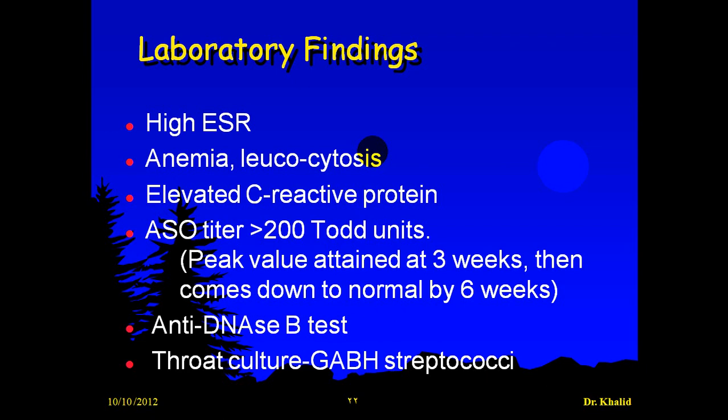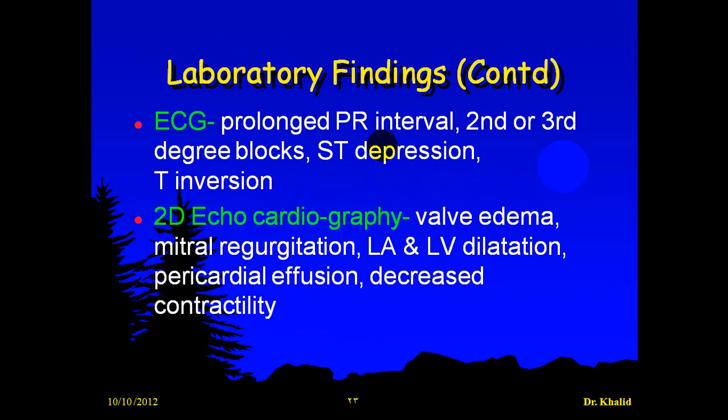DNase B test positive. Throat culture for group A beta hemolytic streptococcus is also a minor criterion. ECG change is a minor criterion: prolonged PR interval, first degree, or second or third degree, which is less common, ST segment changes or T-wave inversions. 2D echocardiography is really not a minor criterion, this is evidence: valve edema, mitral regurgitation, left atrial and left ventricular dilatation, pericardial effusion, and decreased contractility, which is evidence of myocarditis.